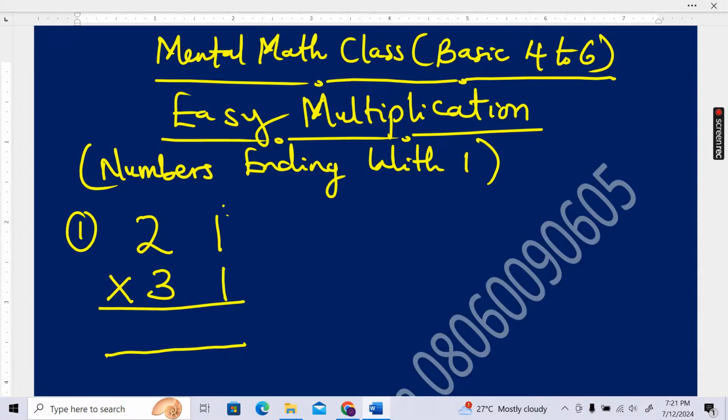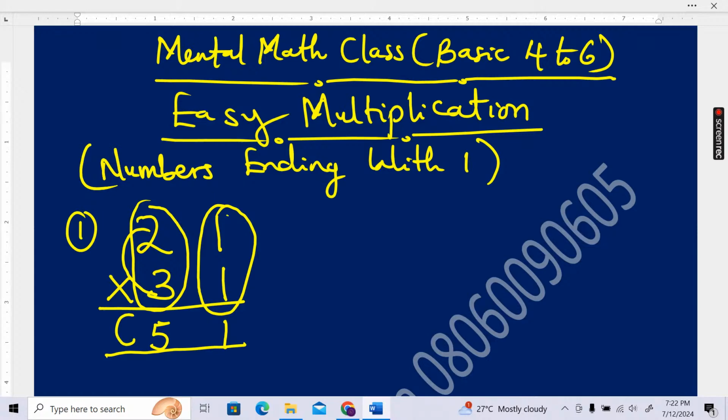The first thing you're going to do, we know that these numbers, 21 and 31, end with 1. So 1 times 1 is 1. I'm writing 1 down under the unit place. Then the first thing I'm going to do is to add up these two digits. 2 plus 3, that is 5. I'm going to write down 5. After adding 2 and 3, I'm going to multiply them. So 2 times 3 is 6. So 21 times 31 is equal to 651.